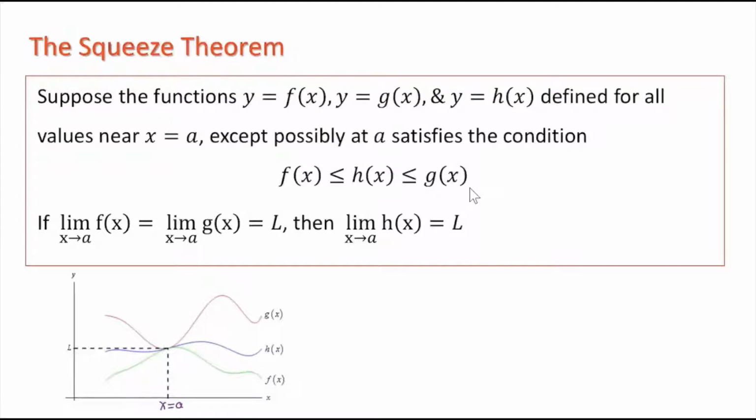So in that case, in order to find the limit of this middle function, we find the limit of this f of x, the function which is the smallest. For example, the limit of f of x is L. And also when you try to find the limit of g of x, suppose that is also equal to L. If the limit of the smallest function is L, the limit of the largest function is also L, then the limit of this function, which is the squeezed function, will also be L.